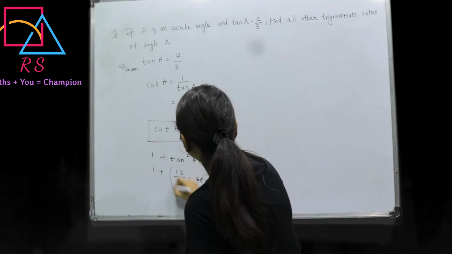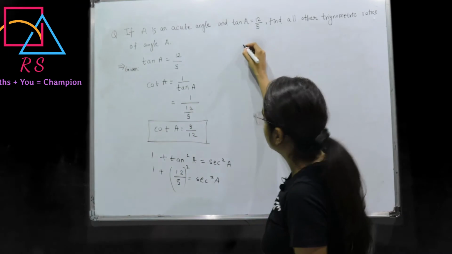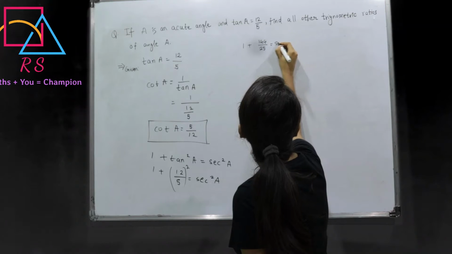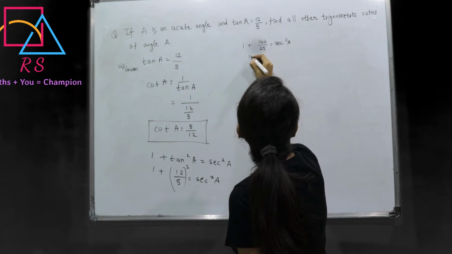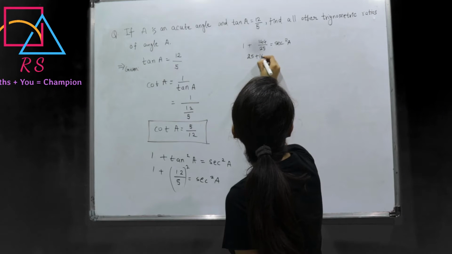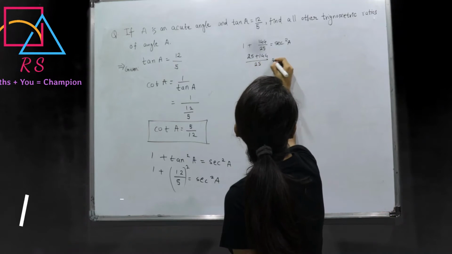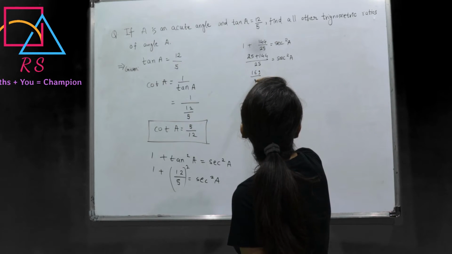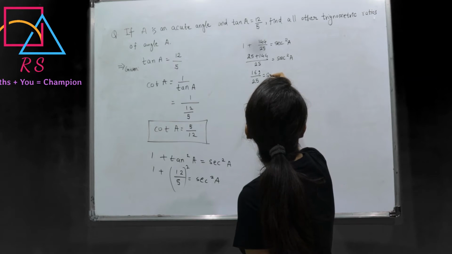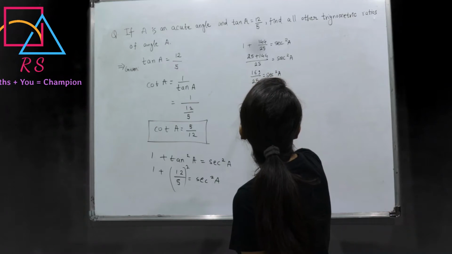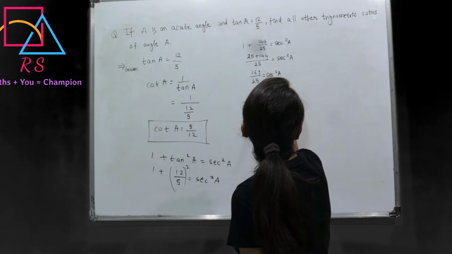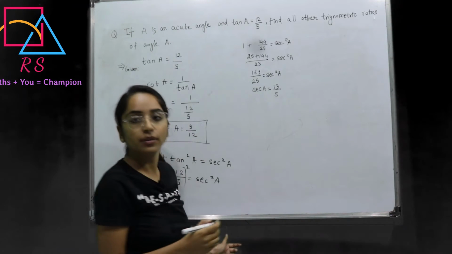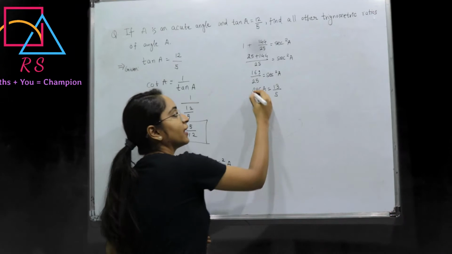So further, here 1 plus 144 upon 25 is equal to sec square A, which I get as 25 plus 144 upon 25 equals sec square A. 169 upon 25 equals sec square A. So the value of sec A is obtained from here. Square root of 169 upon 25 is 13 upon 5. So here, as you can see, we have got the value of sec A.